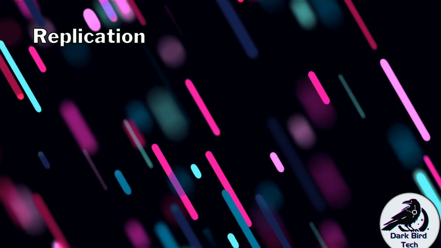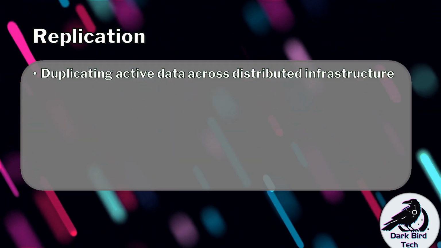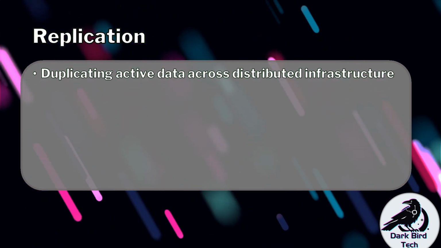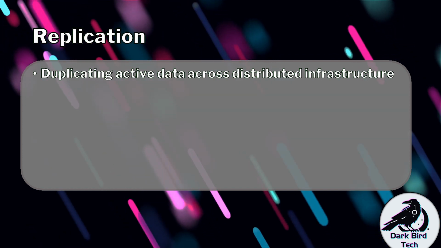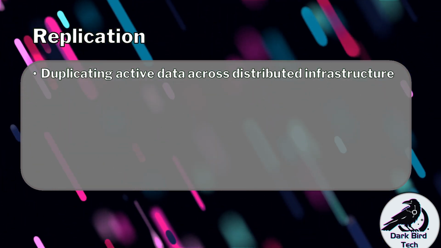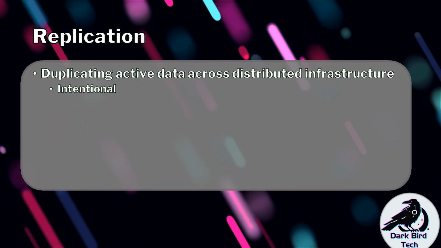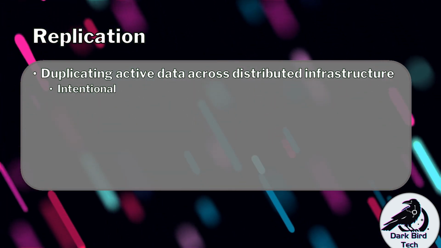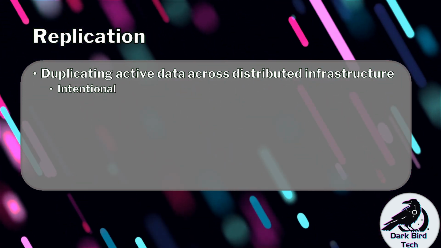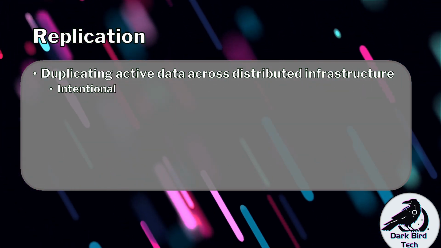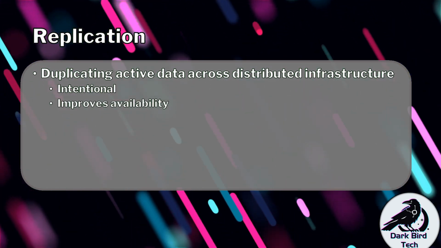Now let's talk about replication. With replication, what we're doing is duplicating the active data that we rely on across our infrastructure. Now, the thing about replication is it is intentional, okay? When you've got duplicates that you didn't plan on having because somebody copied the same thing to another place, for example, that is called duplication. Replication is intentional duplication to improve availability.